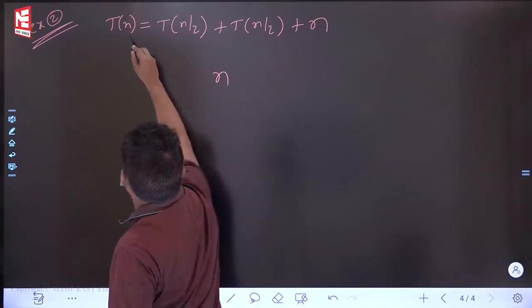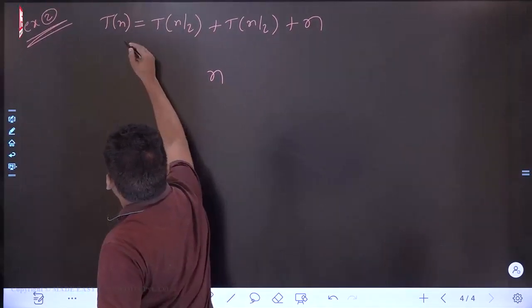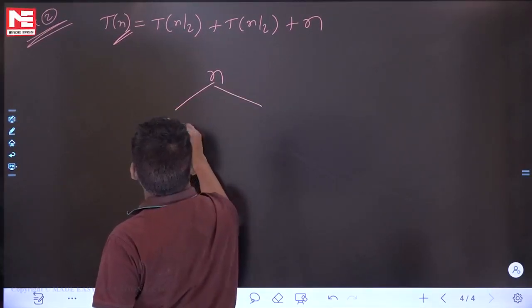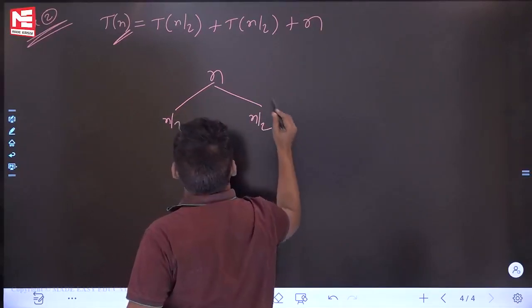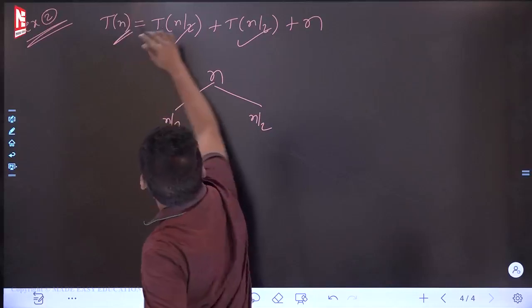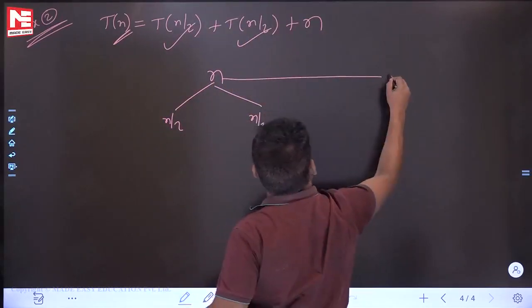This n. N is this one. This n will be divided into 2 parts. What is the left side? n by 2. Right side also n by 2. n will be divided into 2 parts, n by 2, that's okay. But here n is the non-recursive term, n will come.